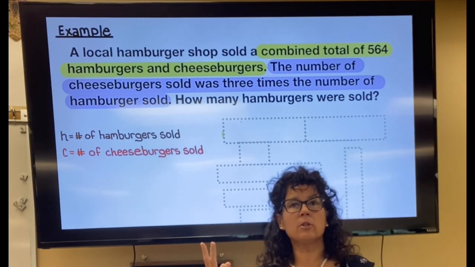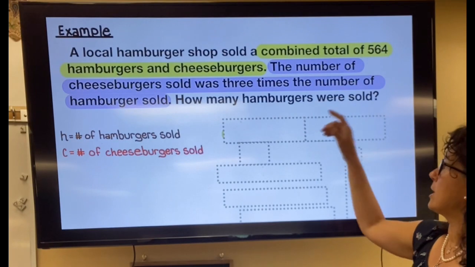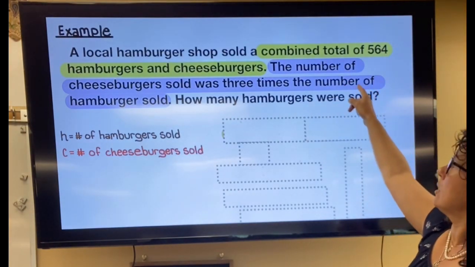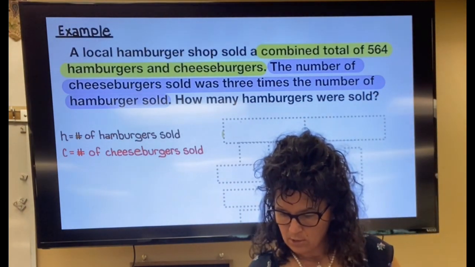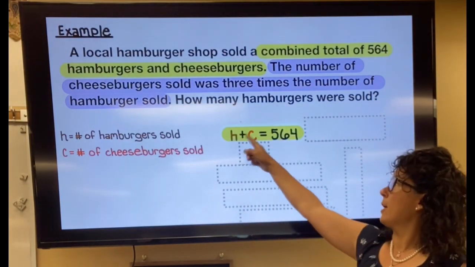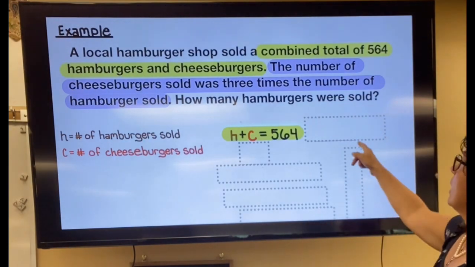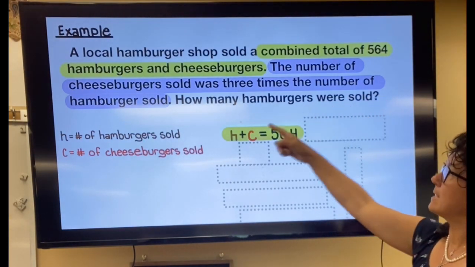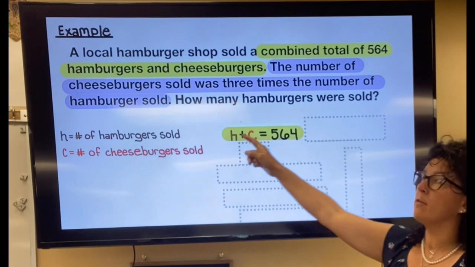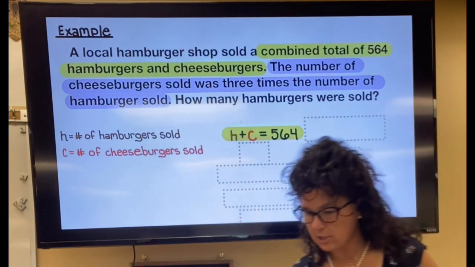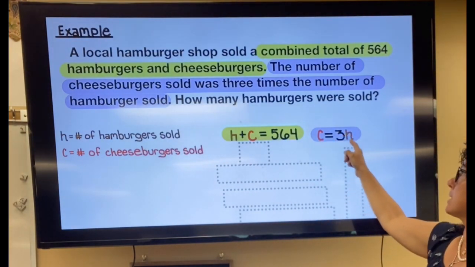Whenever there's two variables, you need to create two equations. So reading through to create these equations, the combined total of the sale of hamburgers and cheeseburgers is $564. So that means that the number of hamburgers plus the number of cheeseburgers is 564. Okay, then my other one, the number of cheeseburgers, so that'd be C, equals 3 times the number of hamburgers, so 3 times H. Okay, cheeseburgers is 3 times as many as hamburgers.